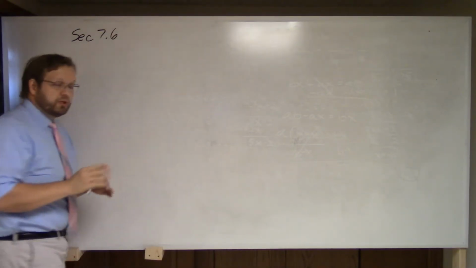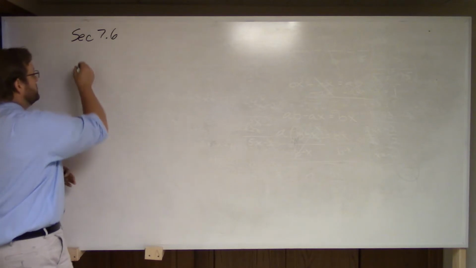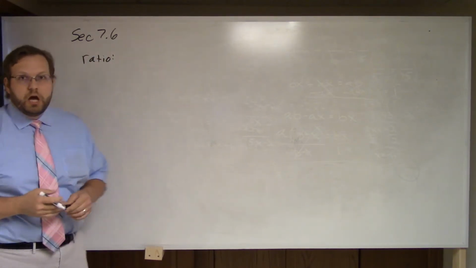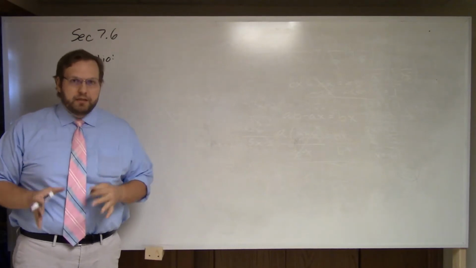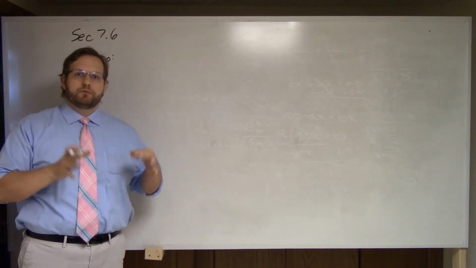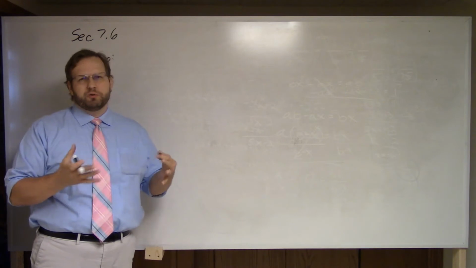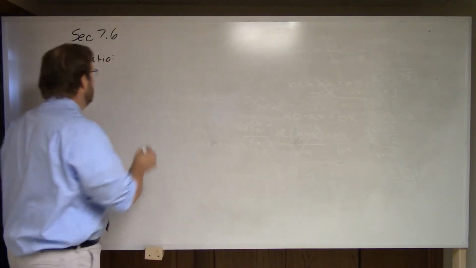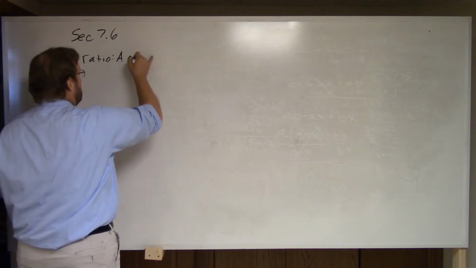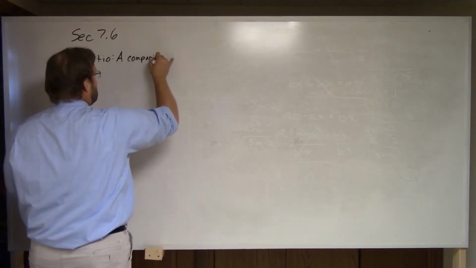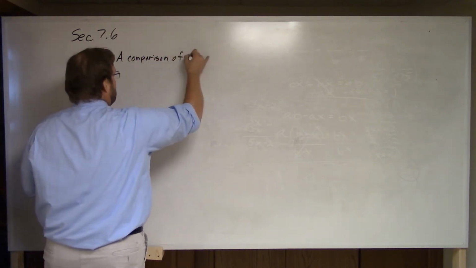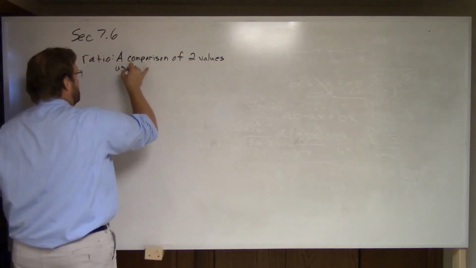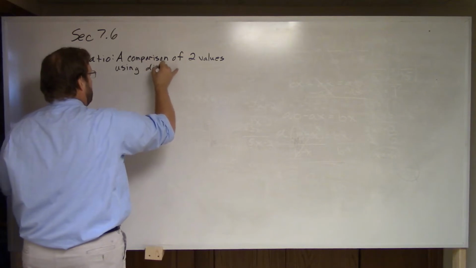And we're going to start with a couple of definitions. First one is ratio. Okay? A ratio is simply a comparison of two values, sometimes more, but we're sticking with two right now, of two values using division.